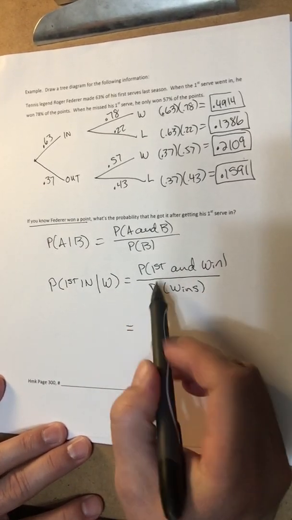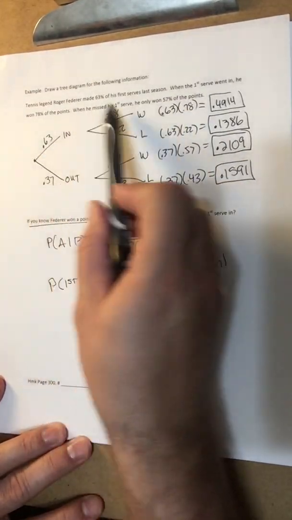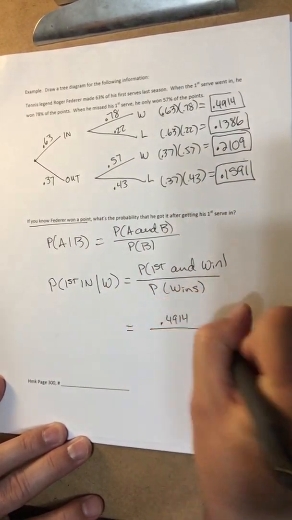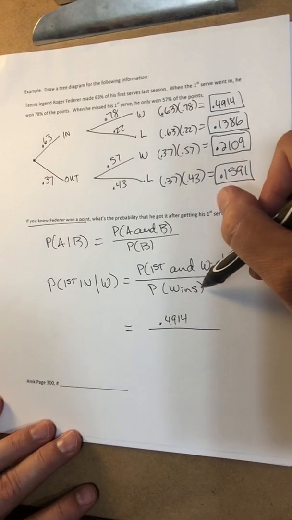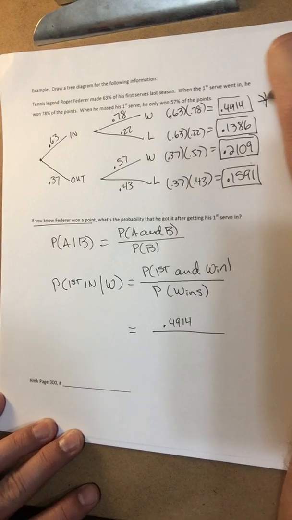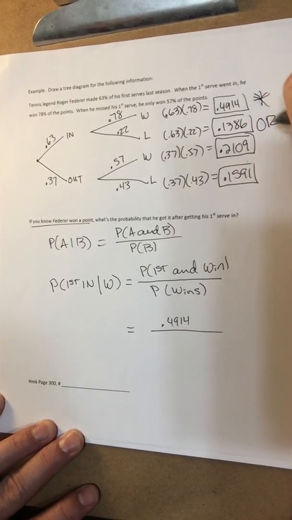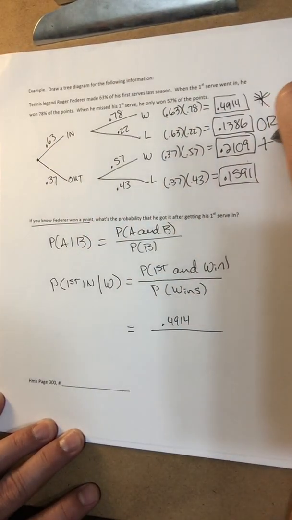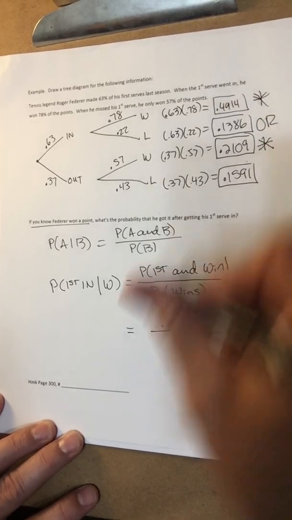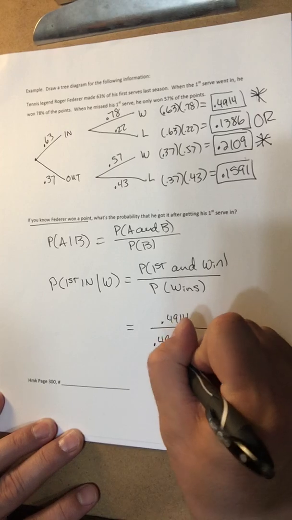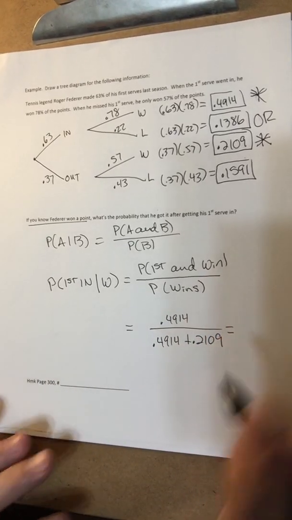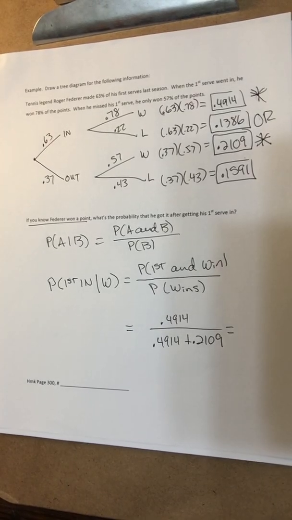So the probability that the first one goes in and he wins is actually pretty easy, and we already found it. It's 0.4914. Well, what's going on in the bottom here? The probability that he wins. Well, he could have won after getting the first serve in, or he could have won after getting the second serve in. And what do we do with ors? We add them. The denominator goes 0.4914 plus 0.2109. That's how we get that probability.